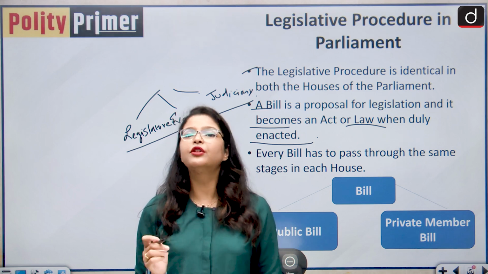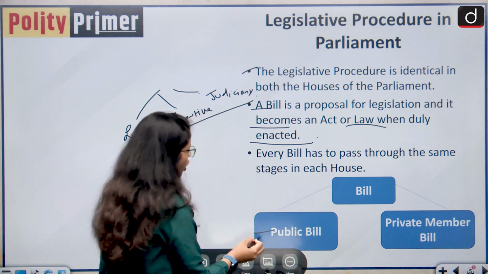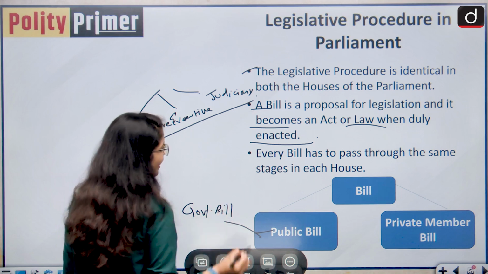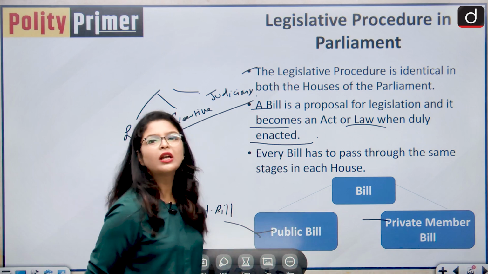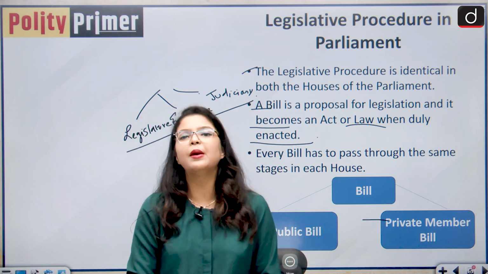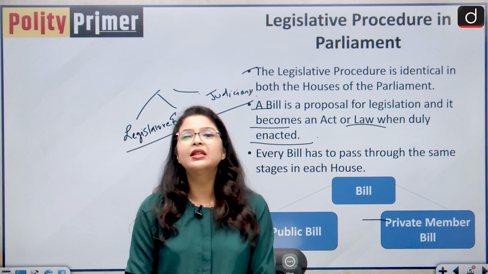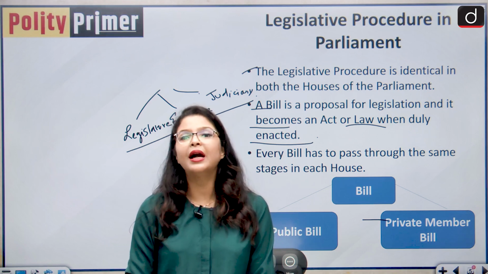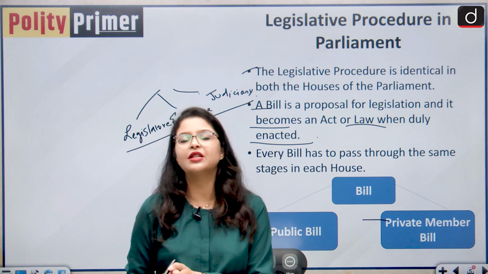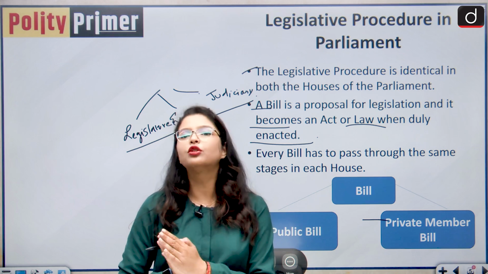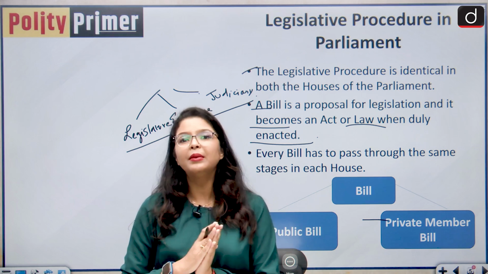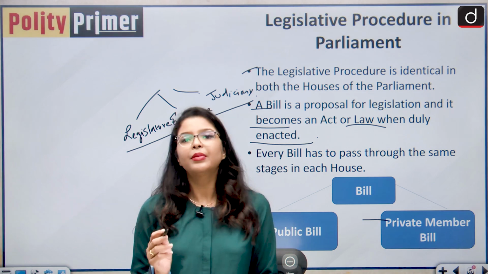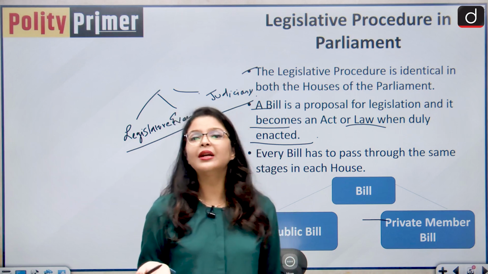A bill can be further classified into a public bill, also known as a government bill, and a private member bill. What is the difference between them? A public bill is introduced in the Parliament by a minister, and a private member bill can be introduced by any other person who is not a minister. So a private member bill can be introduced by private members and a public bill can only be introduced by a minister. This is a major point of difference.